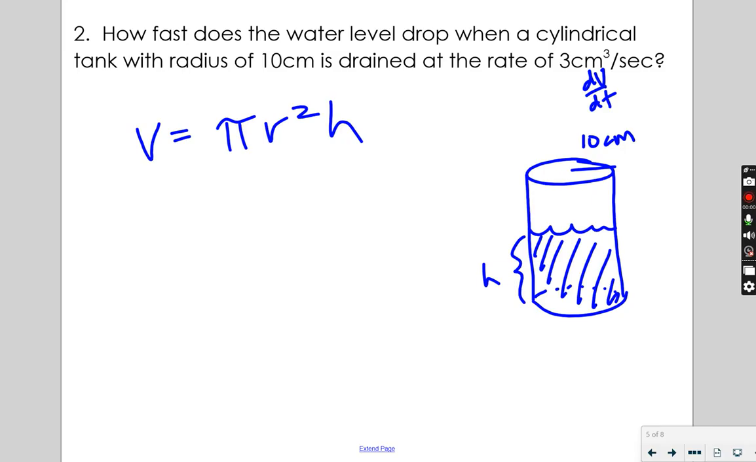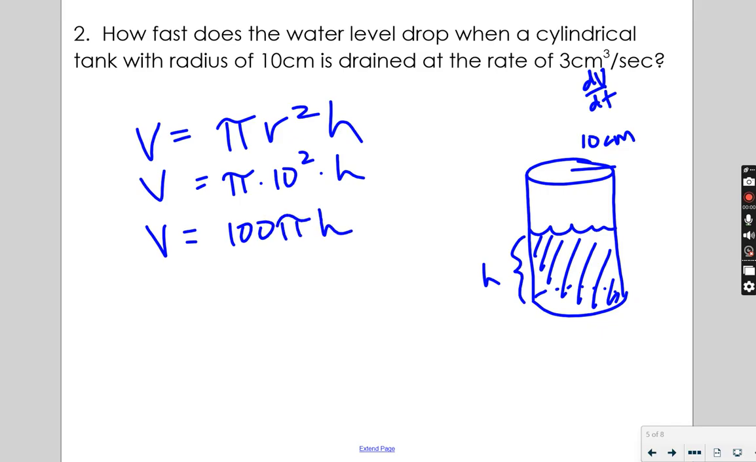So we can go ahead and plug in the radius. What was it? 10. Okay, so pi times 10 squared. The height is changing. The volume is changing. Let's make this 100 pi h.